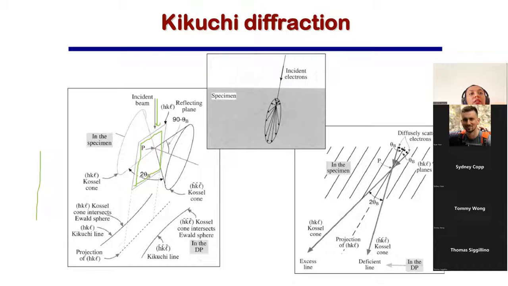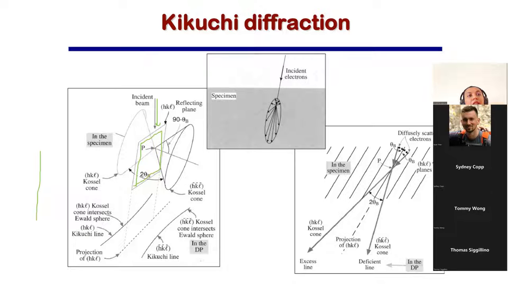Can I just ask a question real quick? Yeah. So if I'm looking at this right, the Kikuchi lines are basically like sections through that cone. So I guess they show up as straight lines because you're looking at a small slice of it, but in reality they're... It's a projection that you're looking at. It's a projection, yeah. Got it, thank you. It's a projection, exactly.